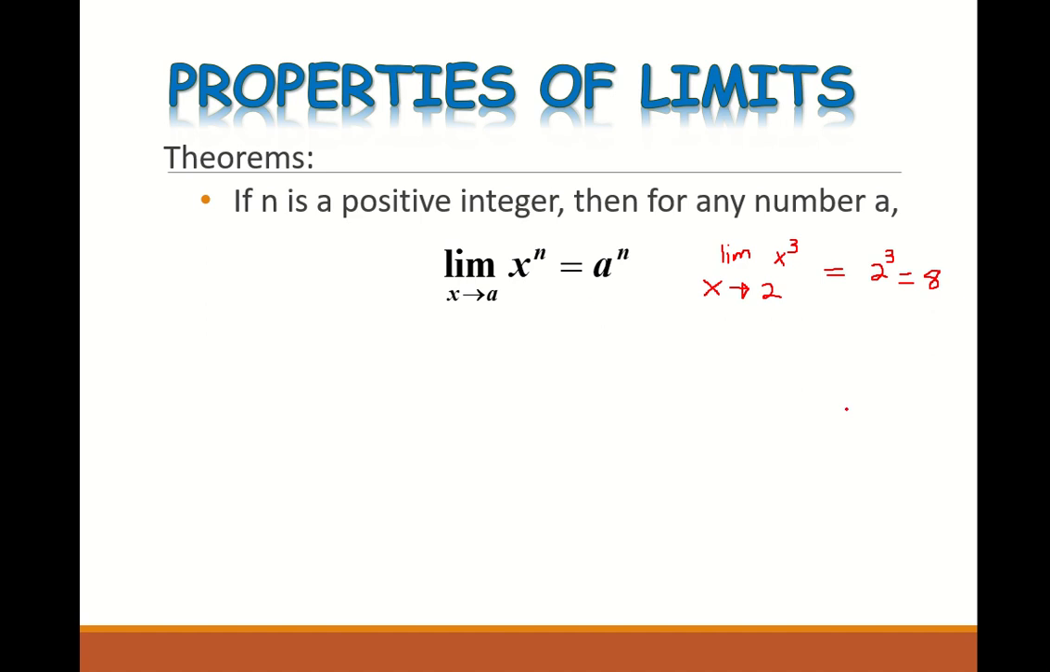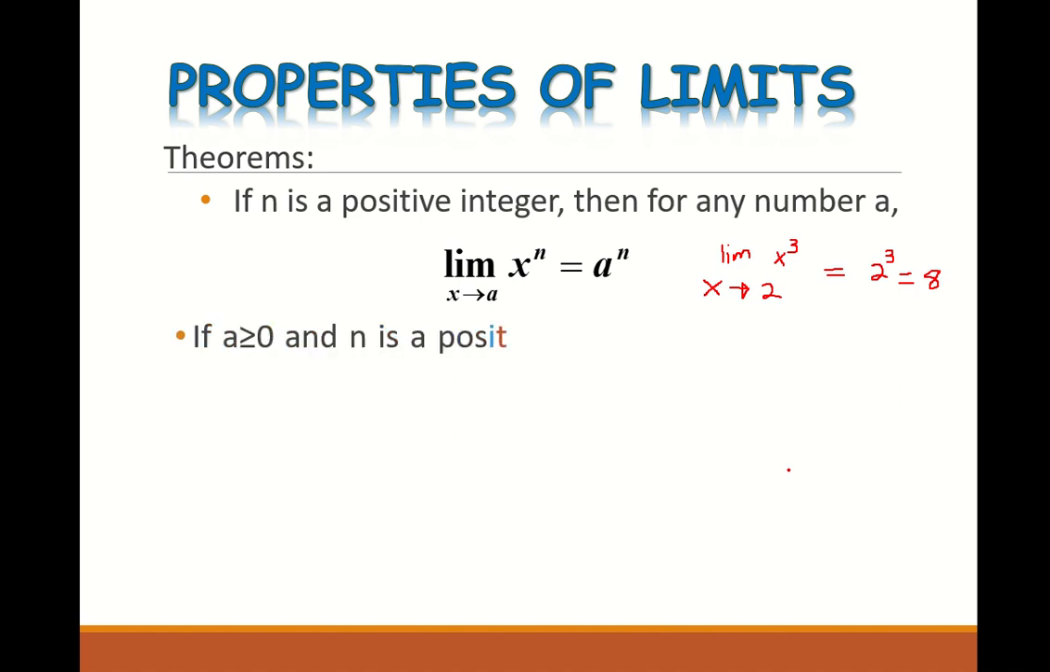Okay, so the limit of x to the n as x approaches a is equal to a to the n. So our example here, the limit of x to the third power as x approaches 2, is equal to 2 to the 3, where 2 to the 3 is equal to 8.